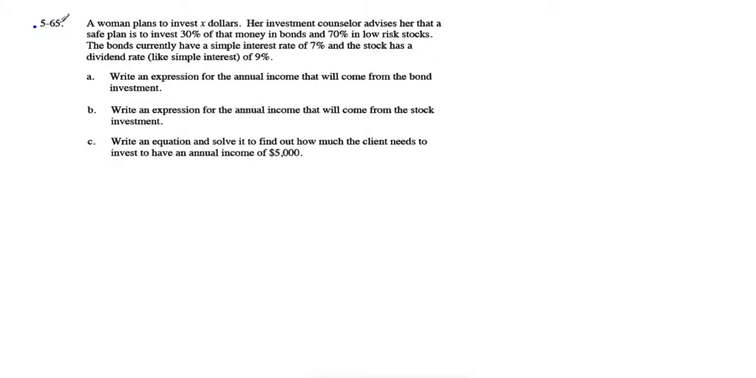Problem 5-65. A woman plans to invest X dollars. Her investment counselor advises her that a safe plan is to invest 30% of that money in bonds and 70% in low-risk stocks. The bonds currently have a simple interest rate of 7%, and the stock has a dividend rate, which is like simple interest, of 9%. Letter A. Write an expression for the annual income that will come from the bond investment.